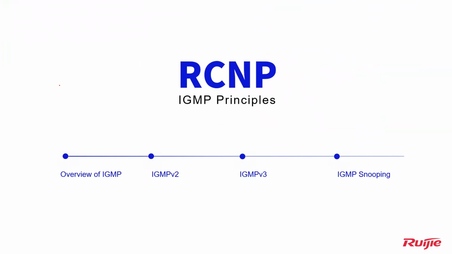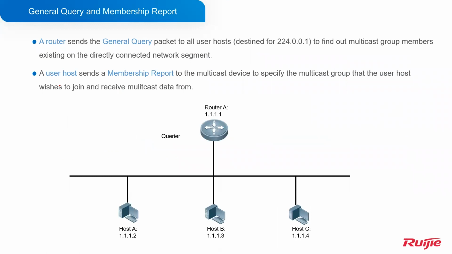Okay, after knowing the basic working principle of IGMP, next, let's see the detailed information. Firstly, IGMP version 2. A router sends a general query packet. A general query is the query message which is sent periodically to the receivers in the network, right? And the destination of the general query message is special. You can see it's destined for 224.0.0.1. This multicast address represents all user hosts. In this way, the router can find out the multicast group members existing on the directly connected network segments.